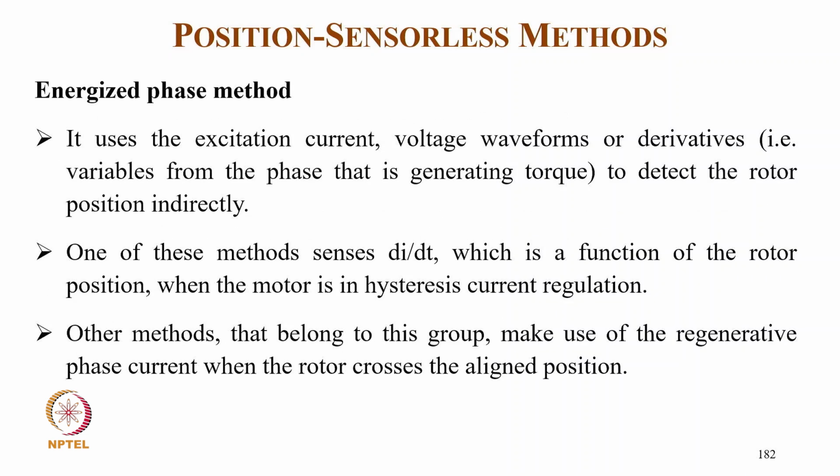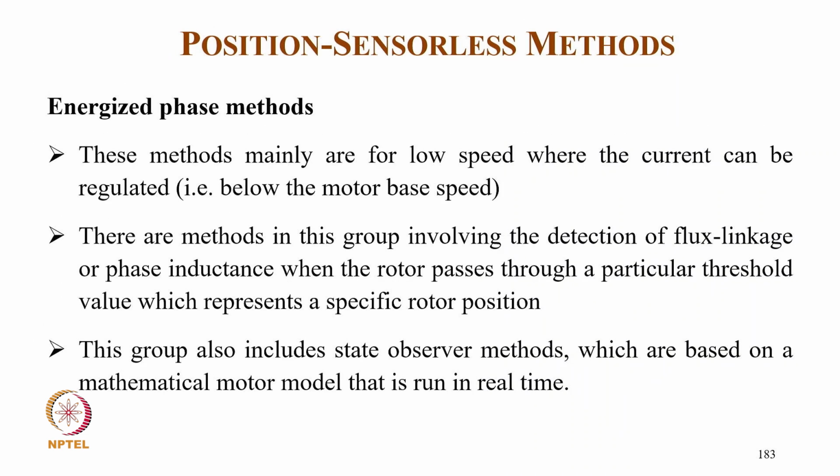Coming to the energized phase method, it uses the excitation current or voltage waveform or derivative that is available from the phase that is generating torque to detect the rotor position directly. One of these methods senses di/dt, which is a function of the rotor position, and the motor is in hysteresis current regulation. Other methods that belong to this group make use of the regenerative phase current when the rotor crosses the aligned position. These methods are mainly for low speed, where the current can be regulated below the motor base speed.